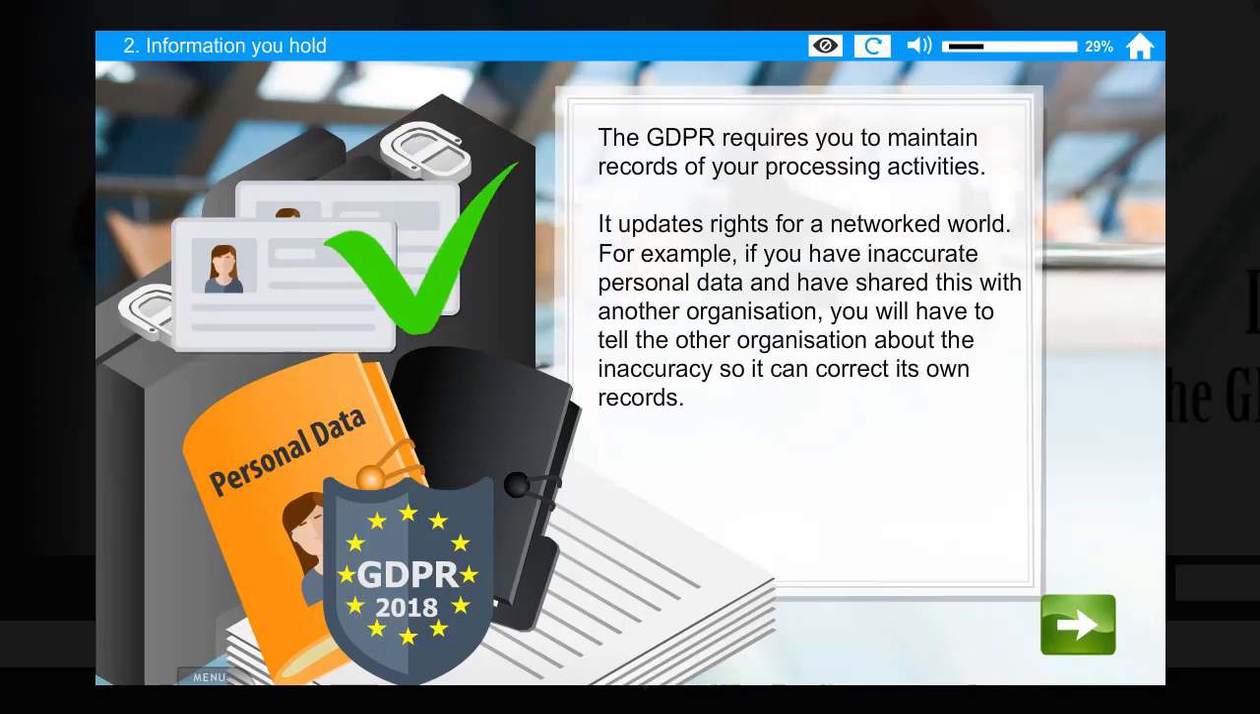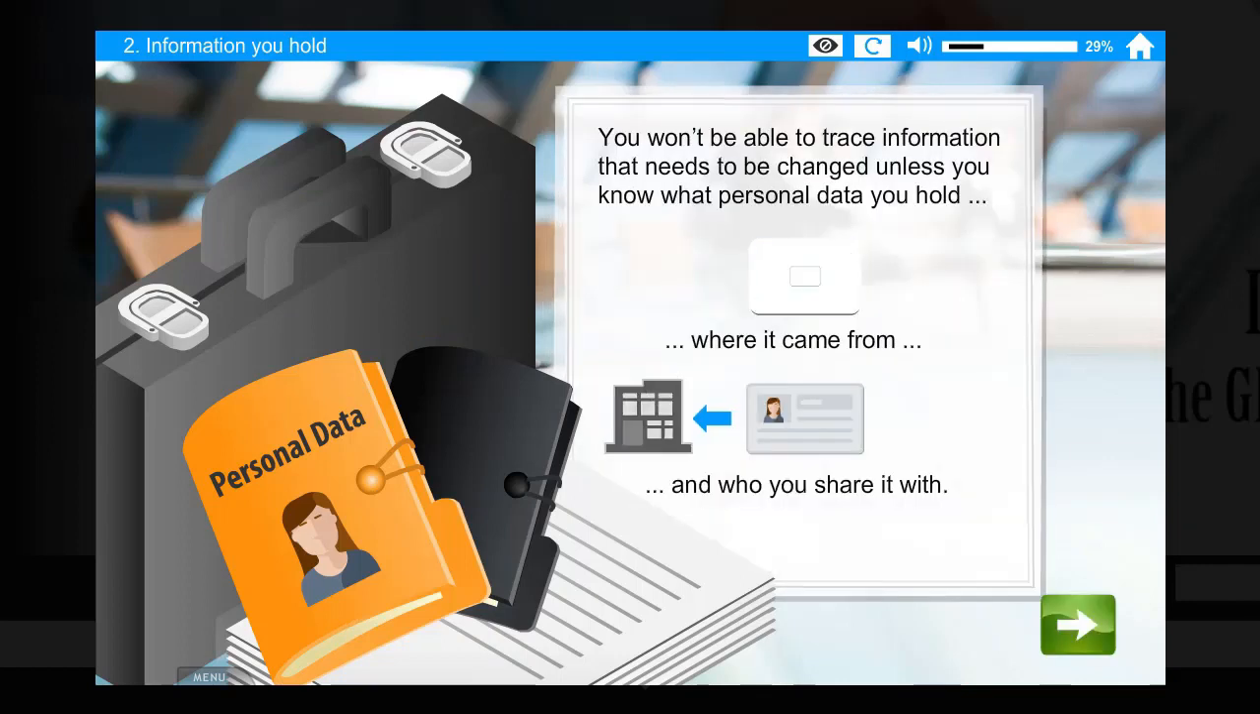For example, if you have inaccurate personal data and have shared this with another organisation, you will have to tell the other organisation about the inaccuracy so that it can correct its own records. You won't be able to trace information that needs to be changed unless you know what personal data you hold, where it came from, and who you share it with.